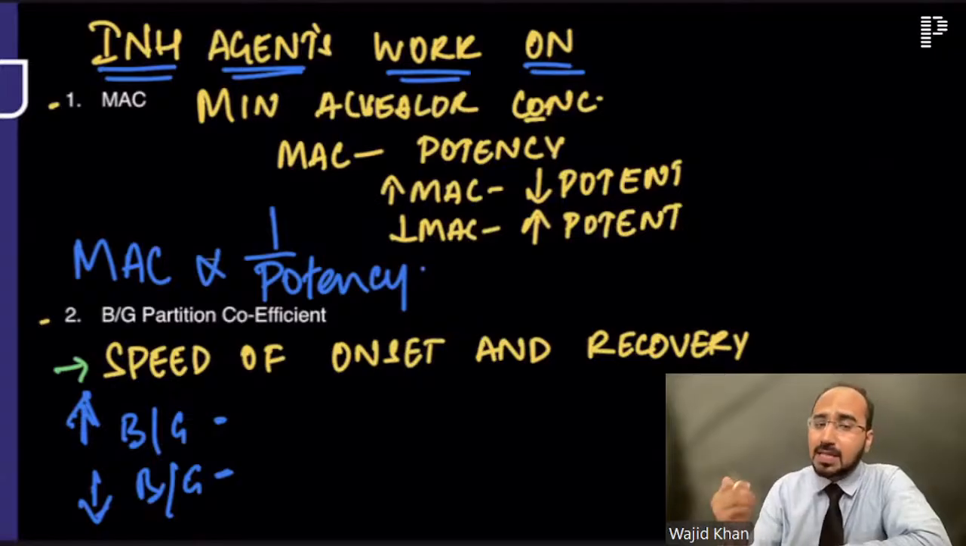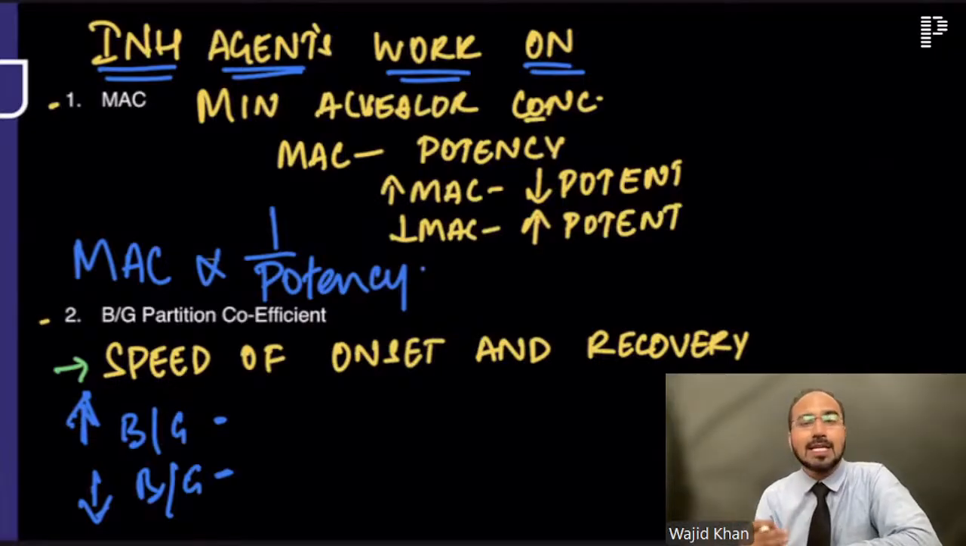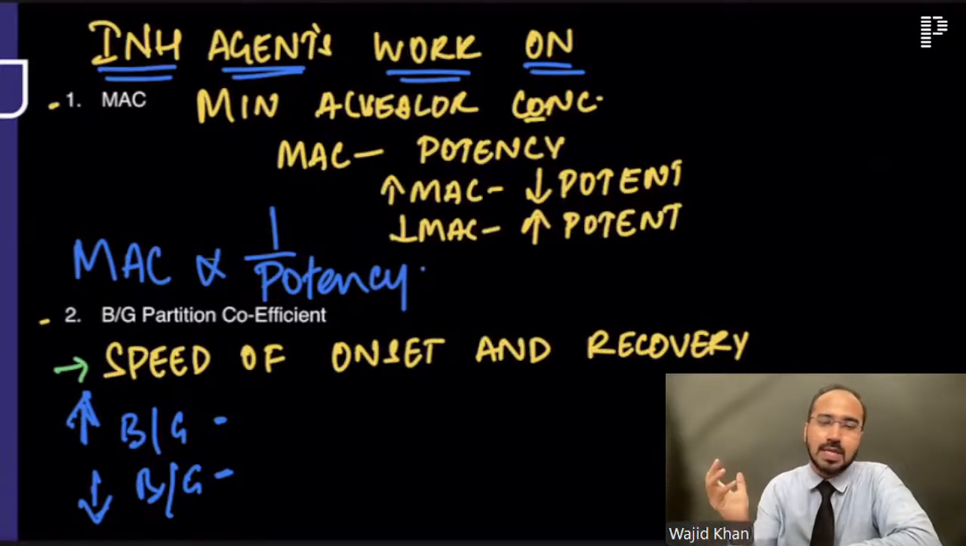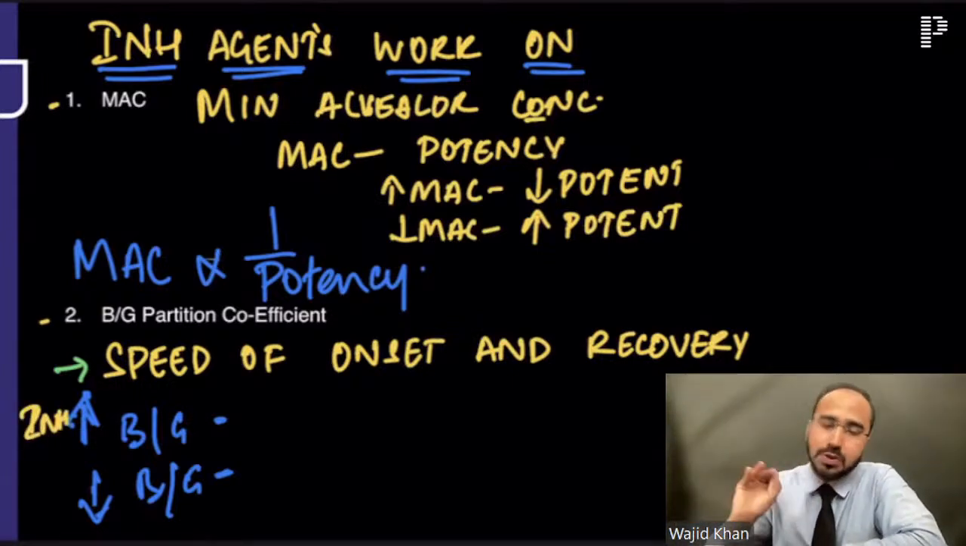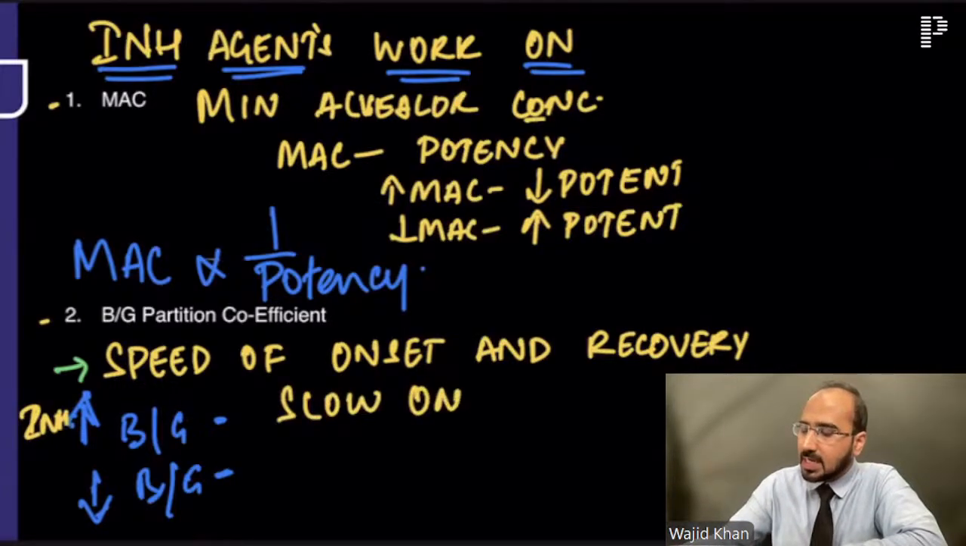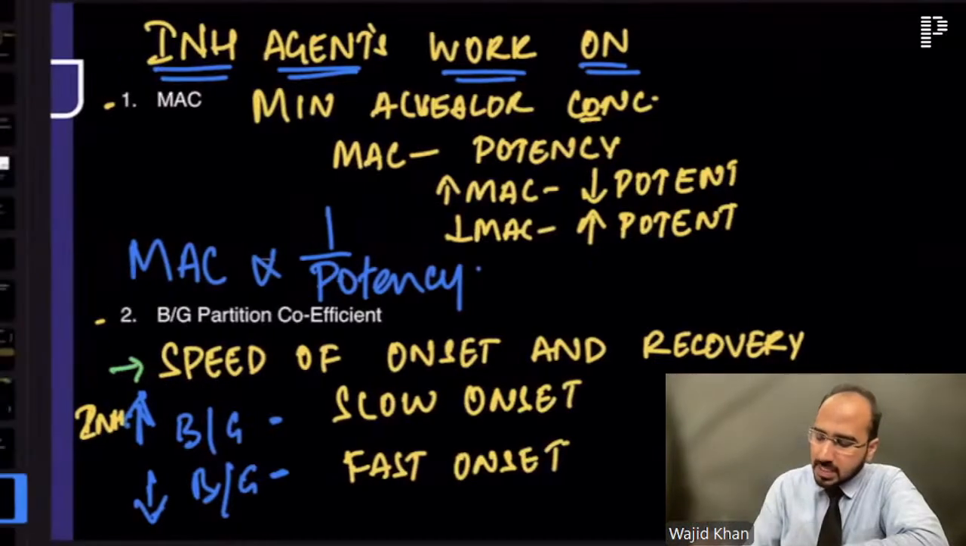Apart from MAC, there is one more thing that we need to remember about inhalational agents, that is blood gas coefficient. Blood gas coefficient indicates how the inhalational agent will act. Will it act rapidly or will it act slowly? So it indicates the speed of onset and recovery. Remember, blood gas coefficient is inversely proportional to the speed of onset. High blood gas meaning slow onset, and low blood gas meaning fast onset.